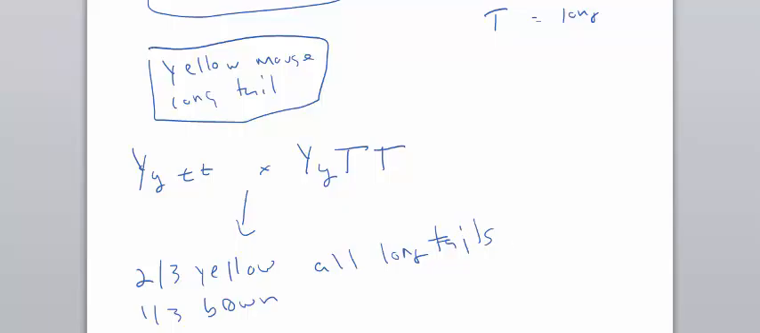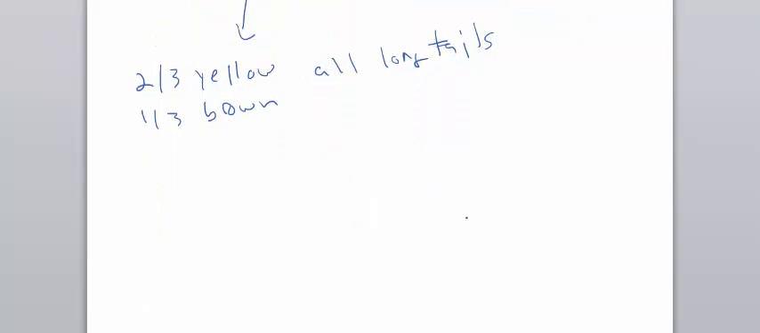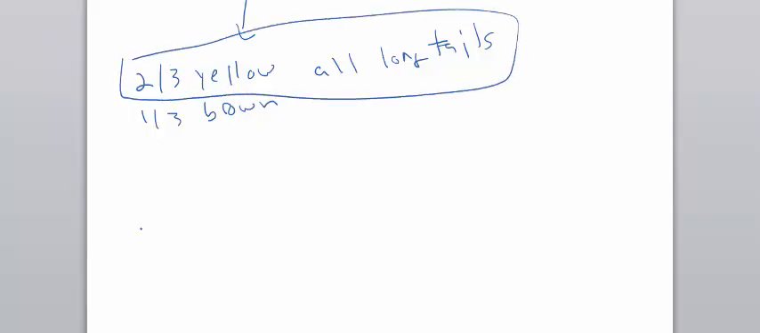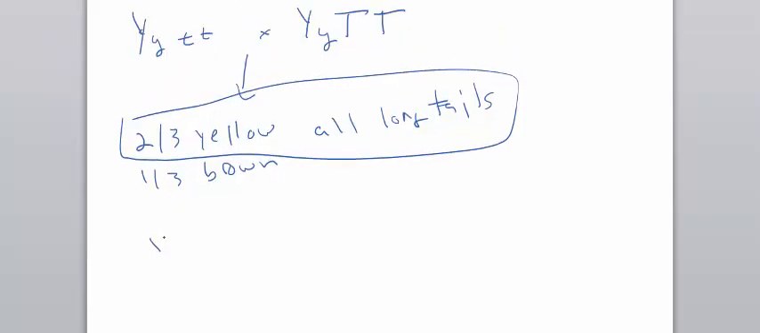So now the question is, what if we cross two of those together? But let's take the yellow ones. We're going to take two of these and cross them together. All right, so what does that look like? Well, that looks like a dihybrid cross.